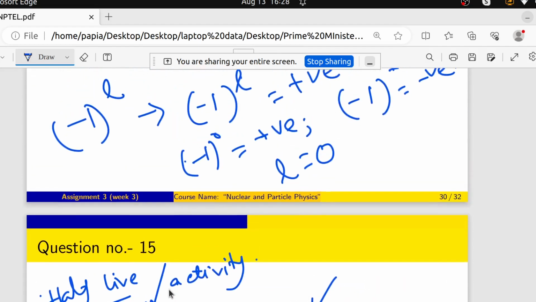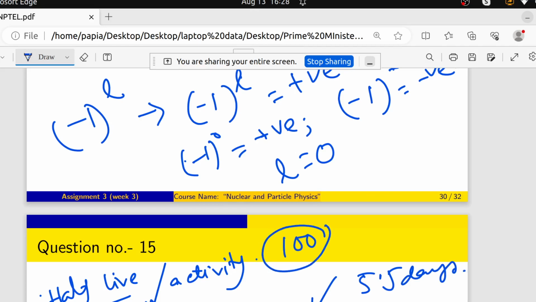It is not a half-life, it is mean life, right? So half-life means that if it is a half-life of 5.5 days, let's say I have 100 sample at t equals 0. Then after 5.5 days it will become 50 sample, because 50 sample will have disintegrated to another element. So this is called half-life.